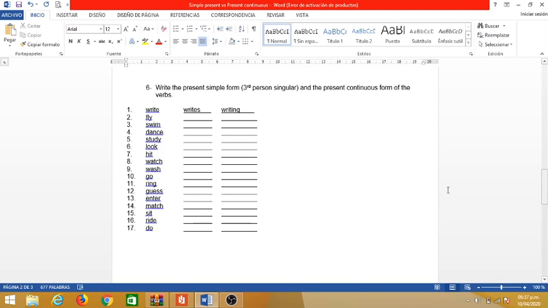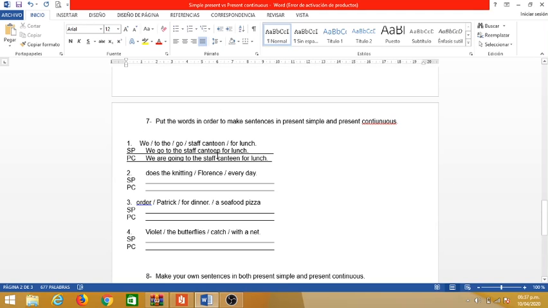In activity 7, you have to put the words in order to make sentences in present simple and present continuous. Okay, so they are scrambled. You have to unscramble the words and write them in present simple and present continuous.